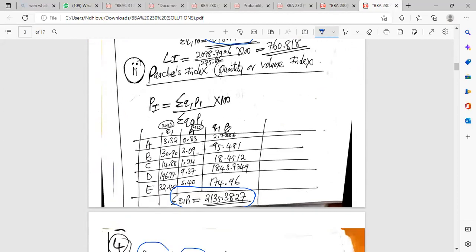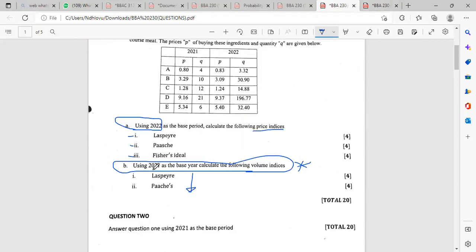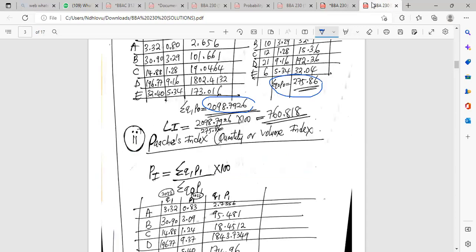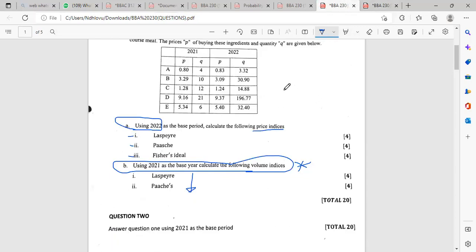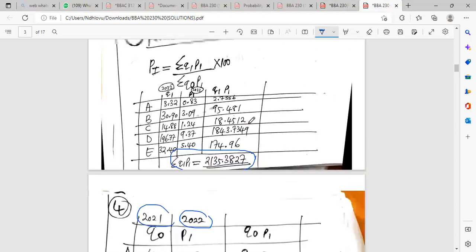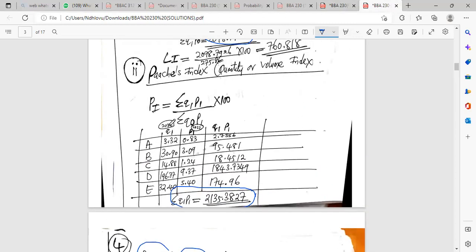But don't forget that this time around we are taking 2021 as a base. So the quantities for 2021 and prices for 2021 will be P0 and Q0. Then we'll substitute there and get the values that we need. Q1 and P1 will be 2022, because they're saying using 2021 as a base. So multiplying Q1 P1 to get the numerator, we get 2135.3827.